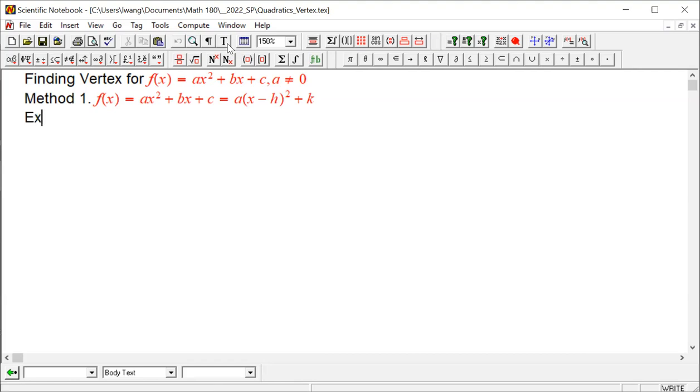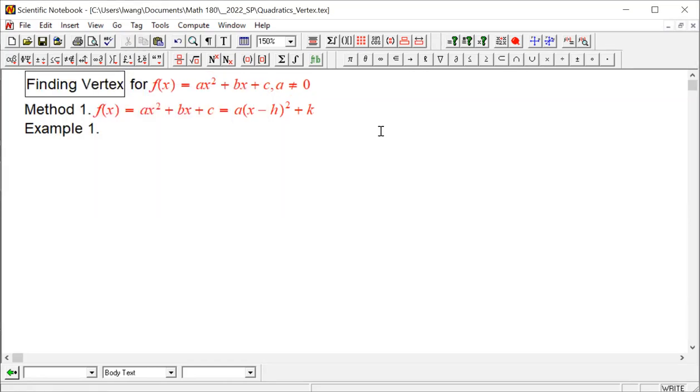Example number one. This time I'm going to use a slightly different example. We have a function, and all of the examples we're going to do are about finding the vertex. So the vertex is our goal here. This is a very focused topic: finding the vertex.